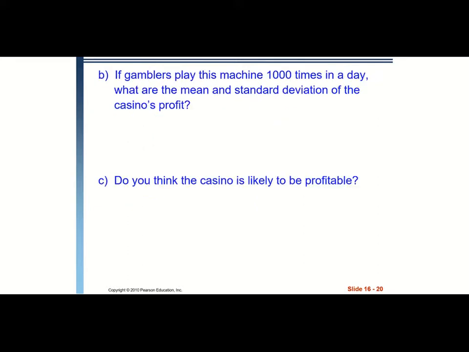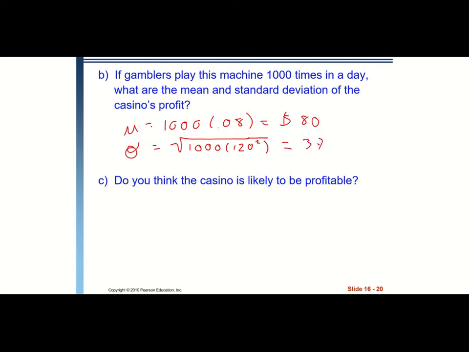So if we were to play this machine 1,000 times a day, how much would the casino expect to make? They would expect a mean of 1,000 times that 8 cents per spin, which would mean they would expect to make $80. The standard deviation for their profit would be the sum of all those variances, which would be 120 squared plus 120 squared, etc., 1,000 times, which is really just 1,000 times 120 squared. We square root the variance to get the standard deviation, which gives us $3,794.73.